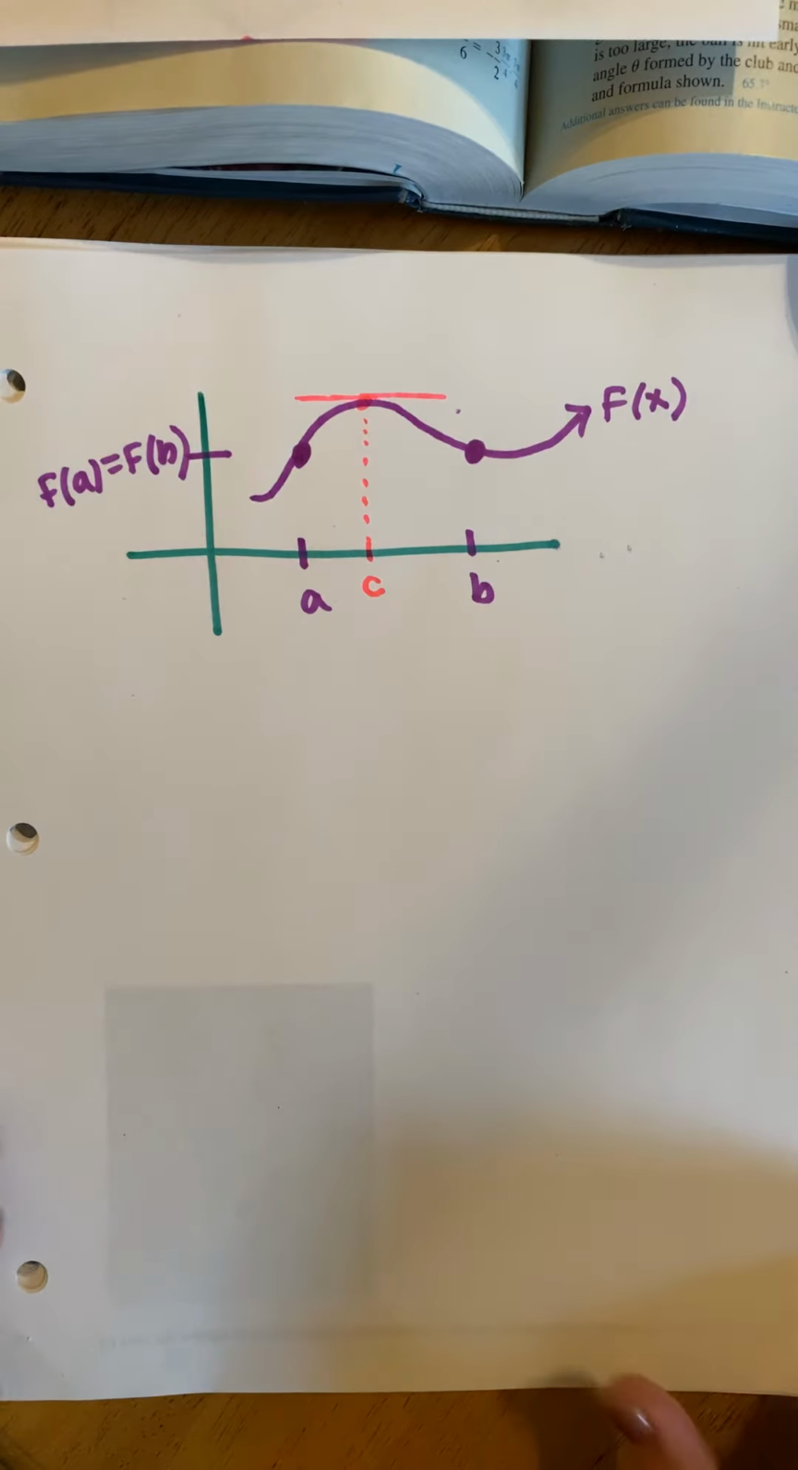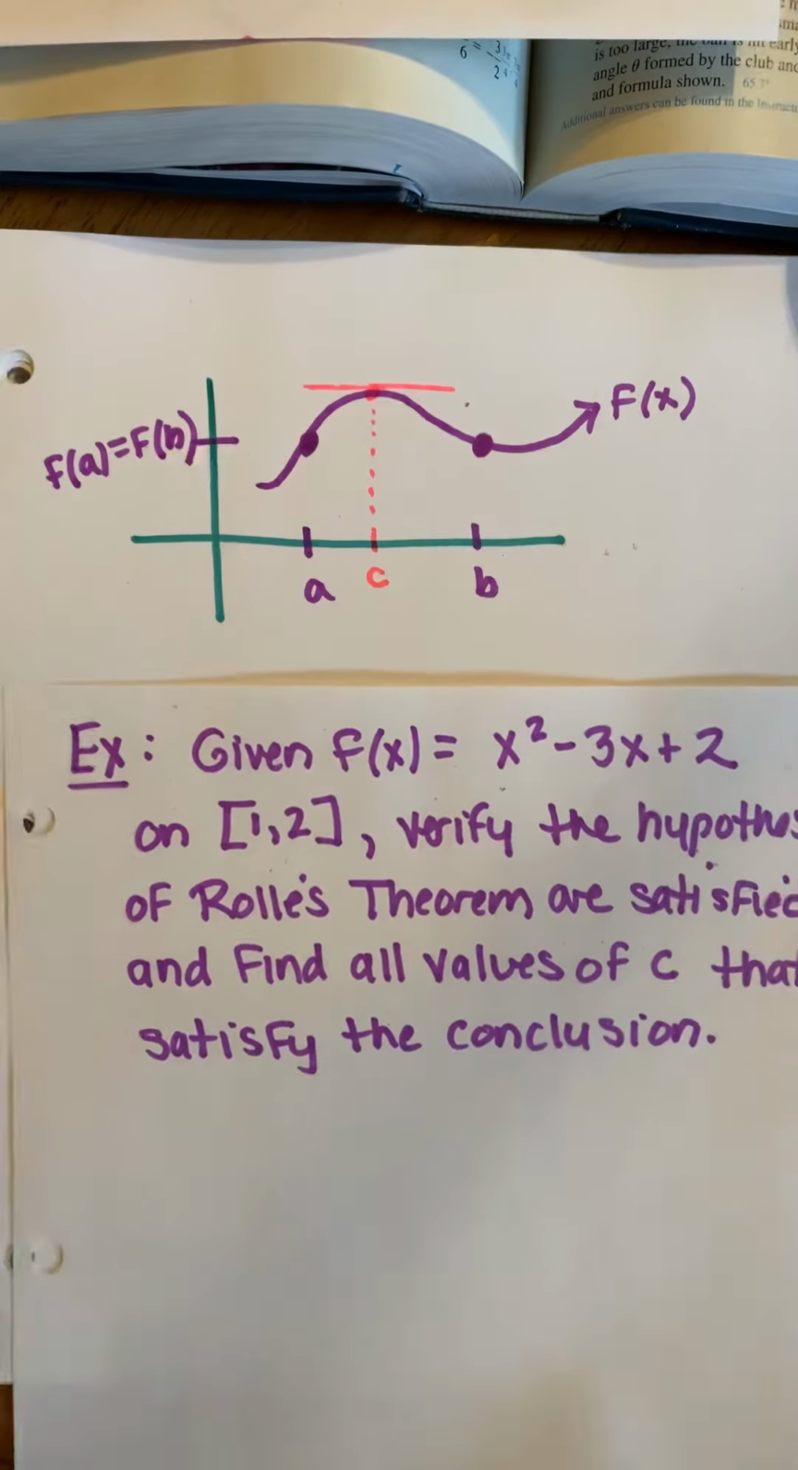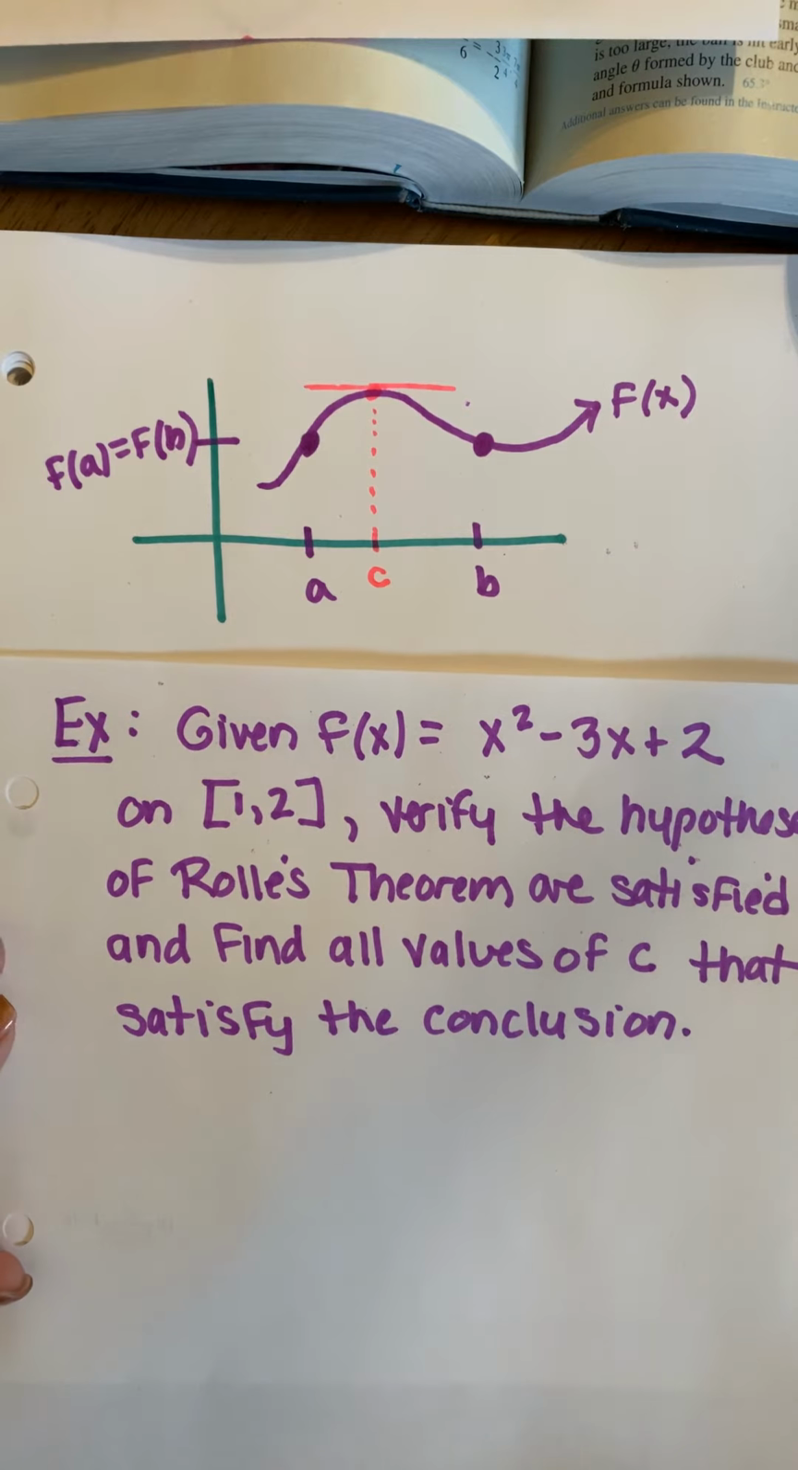So let's apply this to an example. Let's suppose we were given the function x squared minus 3x plus 2 on the interval from 1 to 2. We want to verify the hypotheses of Rolle's theorem are satisfied, and once we do that, we can find the values of c that satisfy the conclusion.